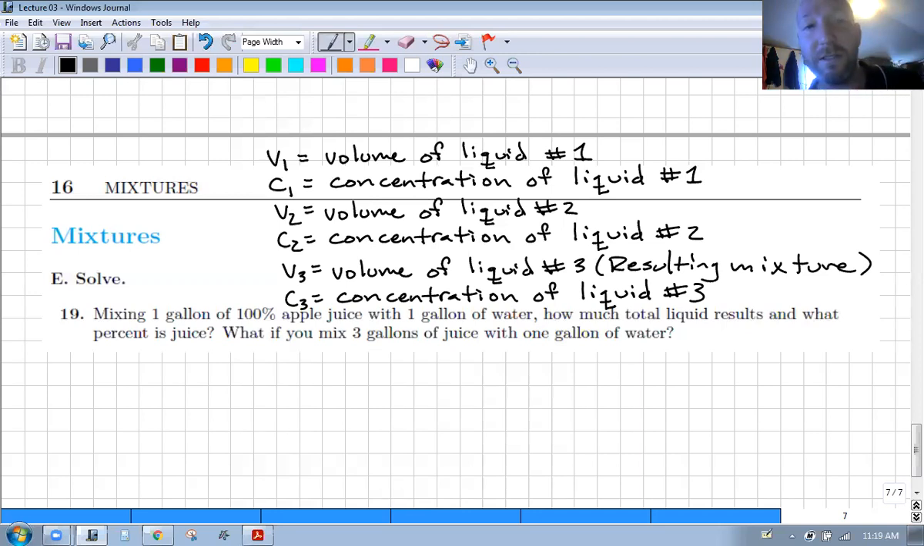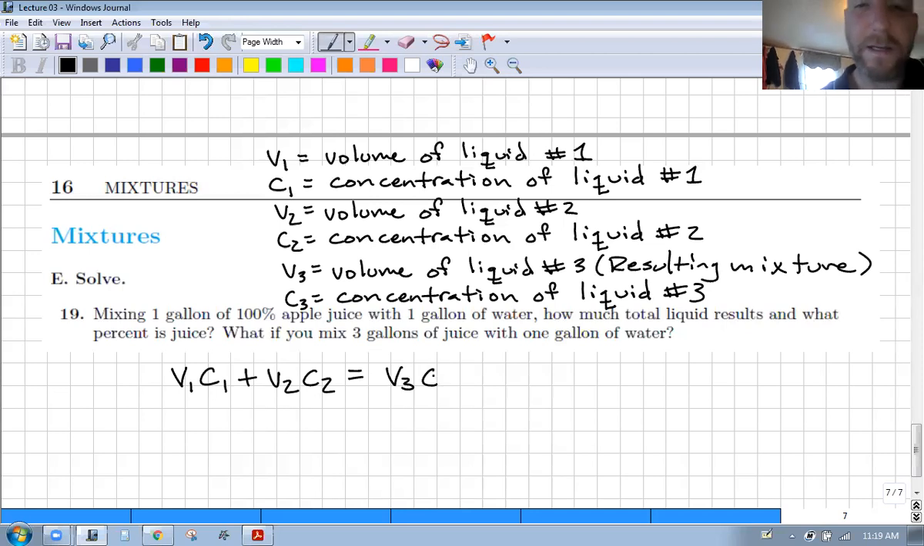All right, so those are your 6 variables. So when you have questions like these mixtures, all you have to do is identify what's the first liquid, what's the second liquid. See, these two are getting mixed together, and this is what you end up with. And here's your equation. If you take the first volume and multiply it by its concentration and add that to the second volume at its concentration, you get the third volume at its concentration.